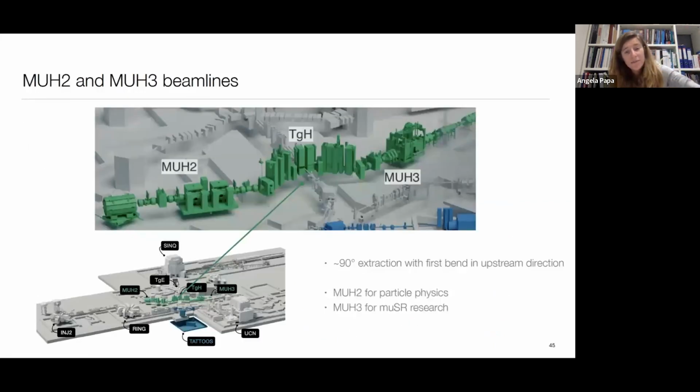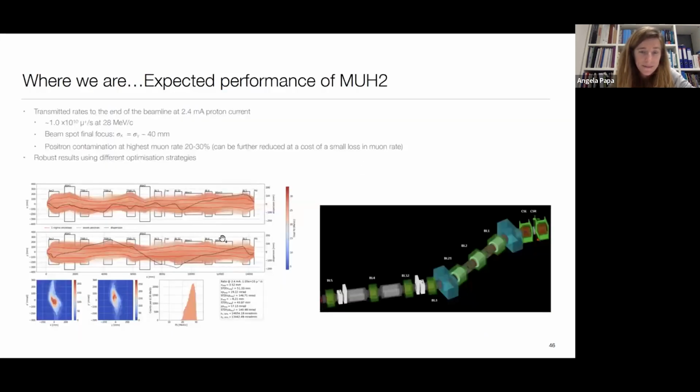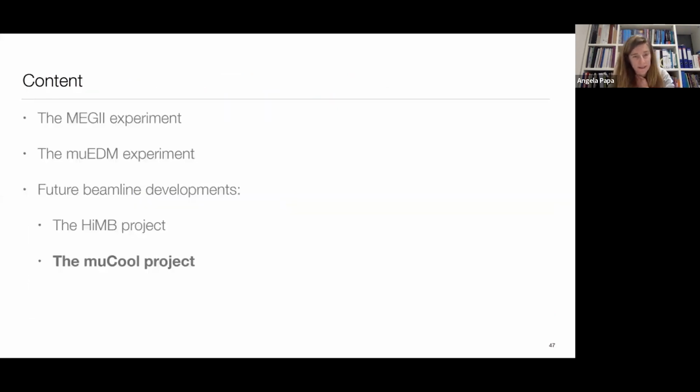Where we are: the project is very well advanced. Here you can see how the two lines would look like in CAD, and then some finalized version of our transmission and Monte Carlo simulation, particularly the line dedicated to the particle physics world.